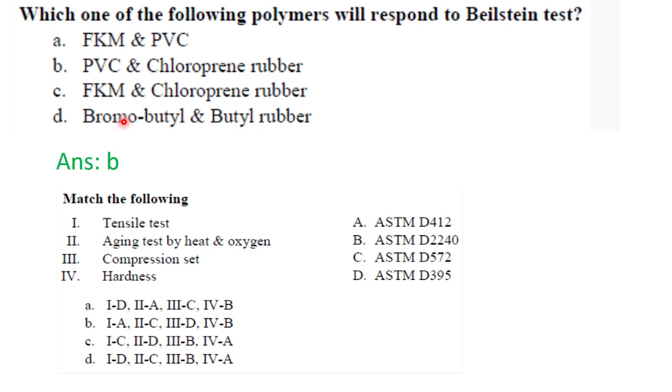Actually, it is done for the chlorine group. So PVC and chloroprene both have chlorine. In PVC there is chlorine. In case of chloroprene, yes, in chloroprene there is also chlorine. But except these, all have different halogens. For example, here that is fluorine and chlorine. In case of FKM and chloroprene, there is fluorine, chlorine. Here only bromine. But chloroprene actually shows this test, and it creates some green flame during this Beilstein test.